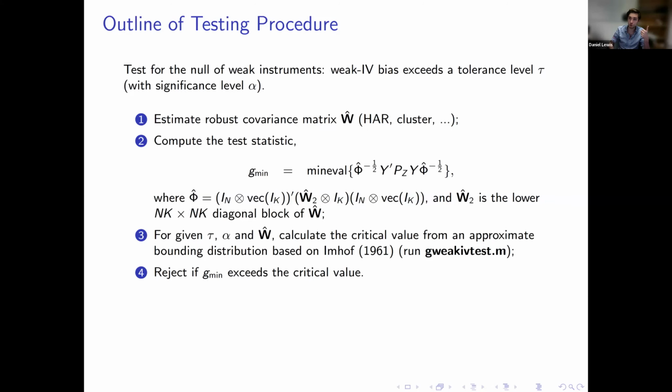Then, given tau, your tolerance level for bias, alpha, the significance level of the test, and W hat, you're going to compute a critical value from an approximate bounding distribution based on the Imhof approximation. Now, that's a bit of a mouthful. There's a lot of different things going on inside that black box.